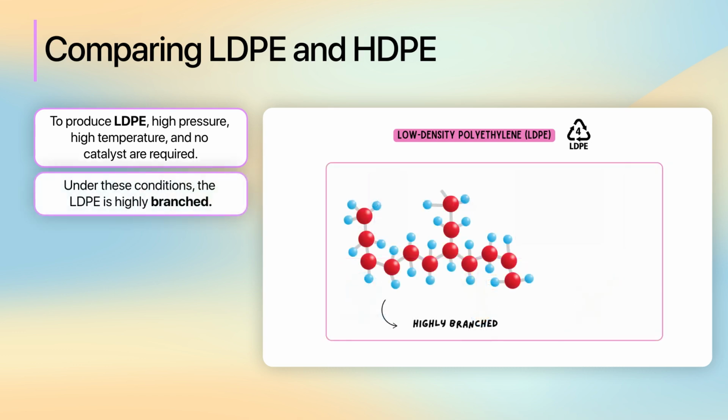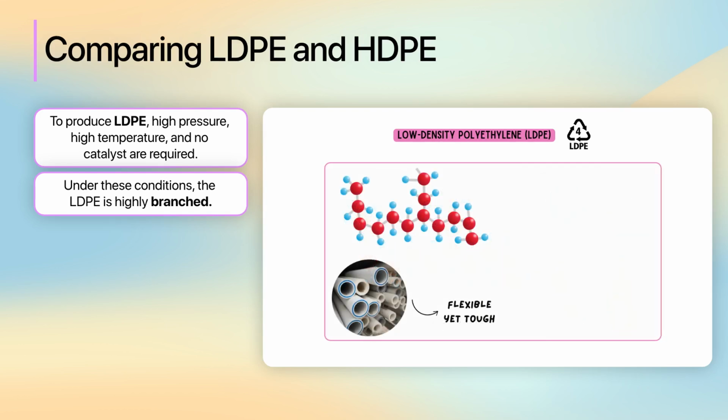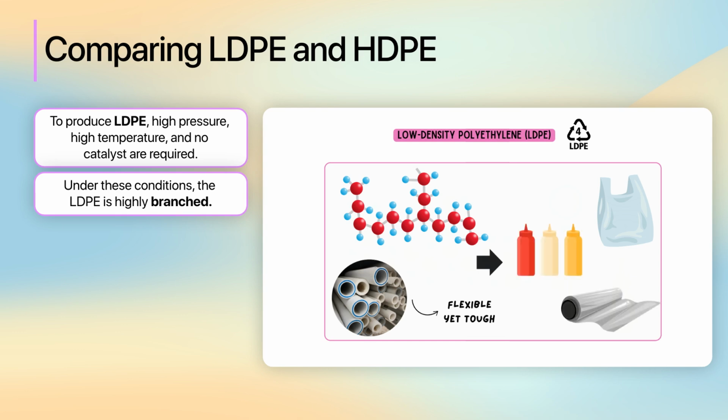Under these conditions, the ethene molecules polymerize in a highly branched manner. The high pressure and temperature cause the polymer chains to form with many side branches, preventing the chains from packing closely together. This results in a material that is softer and more flexible. LDPE is commonly used in applications like plastic bags, cling film, and squeezable bottles because of its flexibility and toughness.